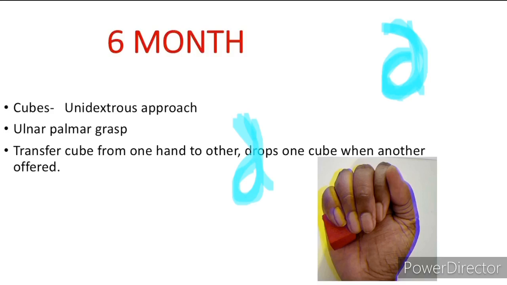In 6 months, there is a unidextrous approach if we give the cube, and there is ulnar power grasp as depicted in the picture. If the baby is holding one cube and we offer another cube, then the baby drops one cube and takes that cube. And similarly in 6 months, the baby transfers one cube to the other hand.